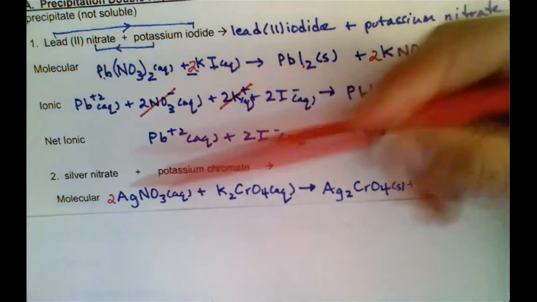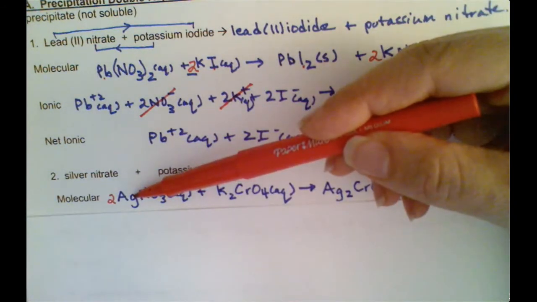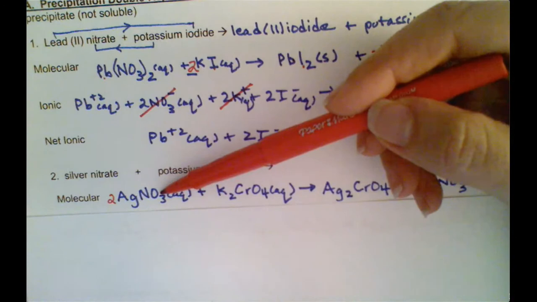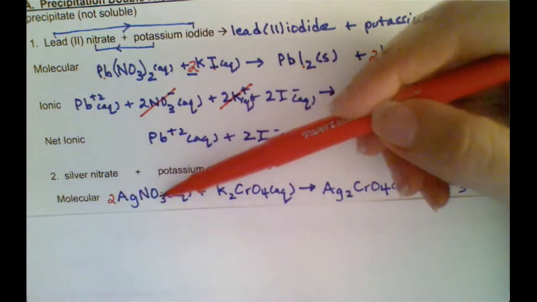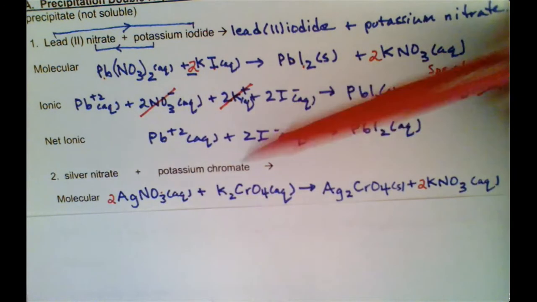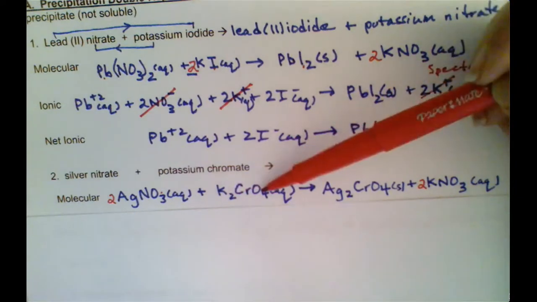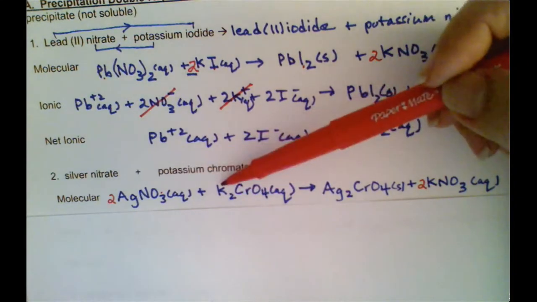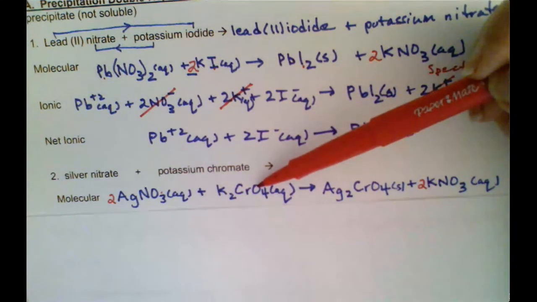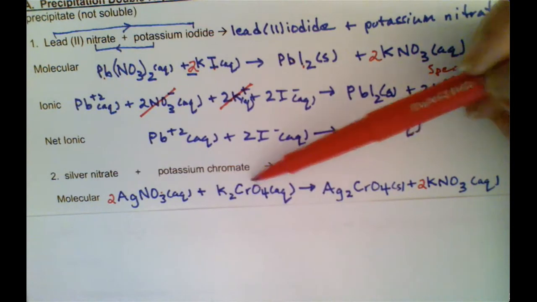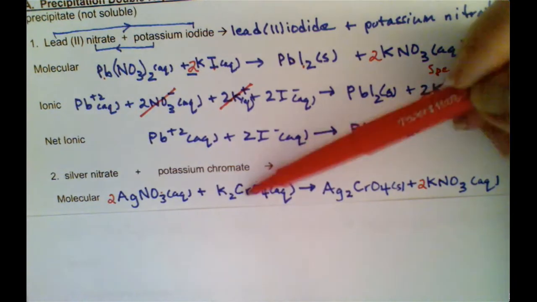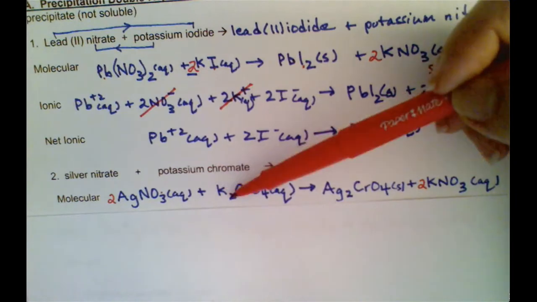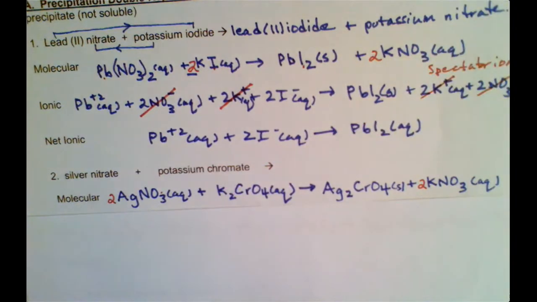So here I have silver nitrate. Silver has a charge of +1. Nitrate has a charge of -1. Crisscross, you get AgNO3. Then we have potassium chromate. Potassium has a charge of +1. Chromate is a polyatomic ion. You might have to look that one up. It has a charge of -2. When you crisscross, you get K2CrO4.